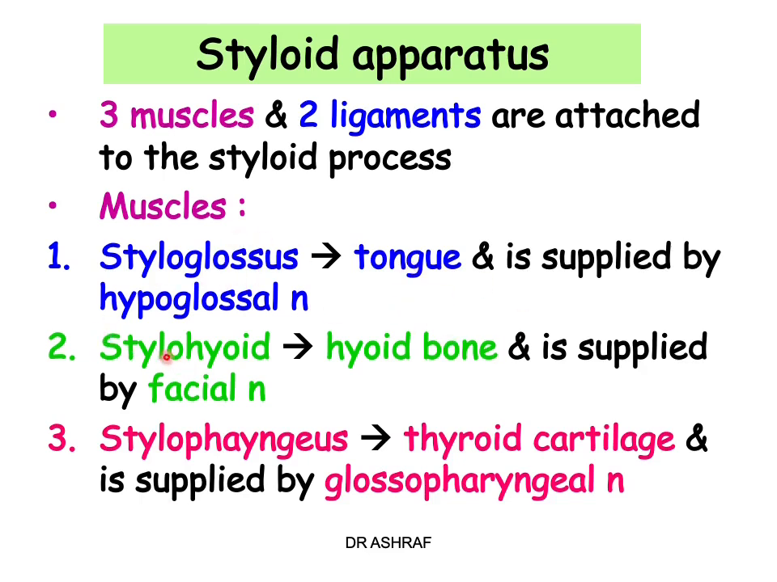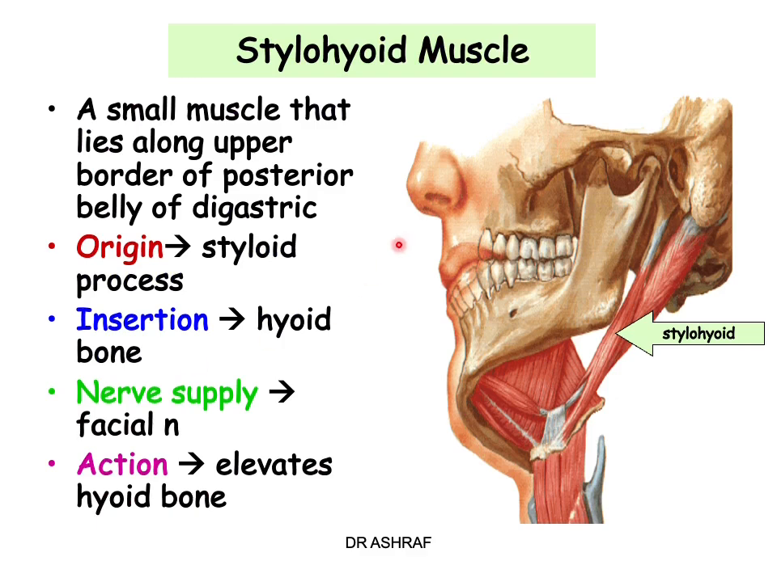Let's look at the stylohyoid muscle. The stylohyoid muscle is a small muscle, and we know it comes from the styloid process to be attached to the hyoid bone. This muscle is pierced by the posterior belly of the digastric. It is supplied by the facial nerve before it enters the face. Since it is attached from above to the hyoid bone, it elevates the hyoid bone during deglutition. That's the styloid process, and that's the hyoid bone.